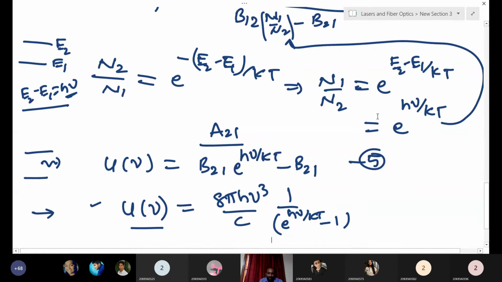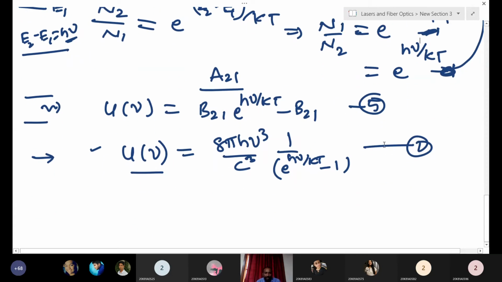Here c cube is there. Okay, 8 pi h nu cube by c cube into 1 by e to the power of h nu by kT, and here minus 1 is there. This is the equation from Planck's radiation law, or Planck's energy density, that we calculated in the first unit. Once you go through that formula, it is clear. Sorry, here minus 1 is there; that's the correct one. So here we have solved this one.